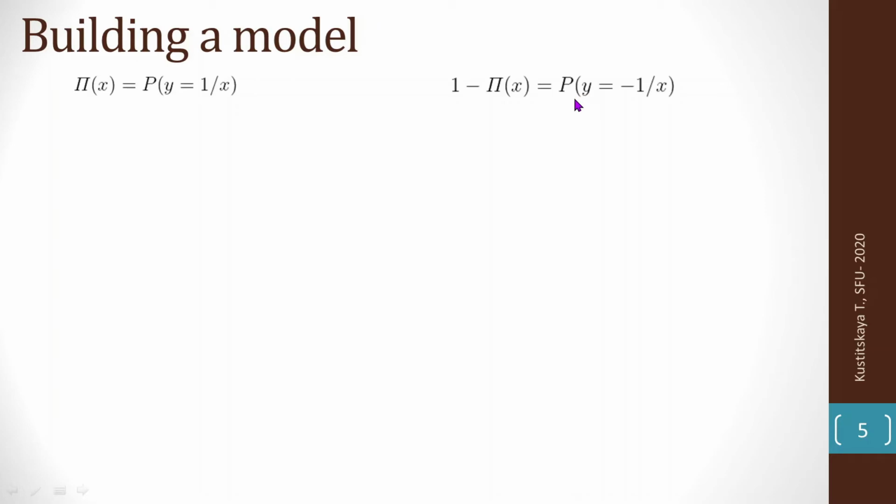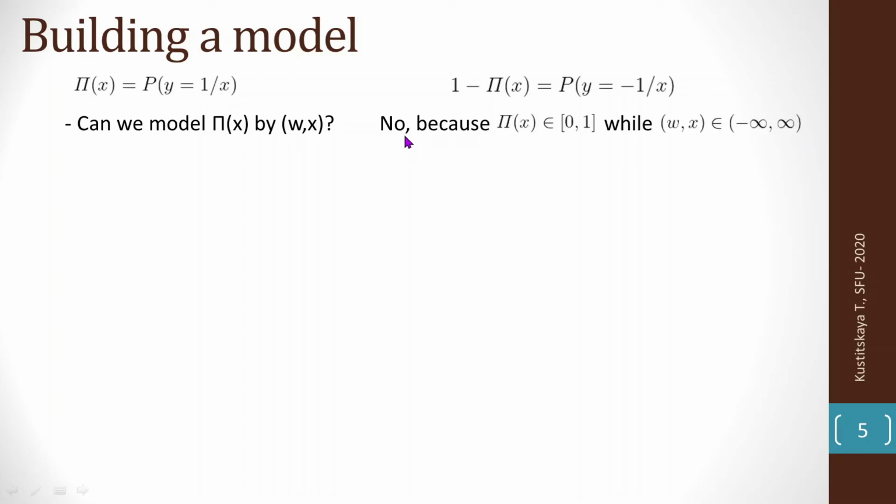Since we should associate the probability of belonging to a positive class with a hyperplane, we should associate P of x with the dot product of w and x. Maybe we can model P of x by w dot x? Unfortunately not, because P of x as a probability lies within the interval 0, 1, while w dot x can be any real number. So we should somehow transform P of x.